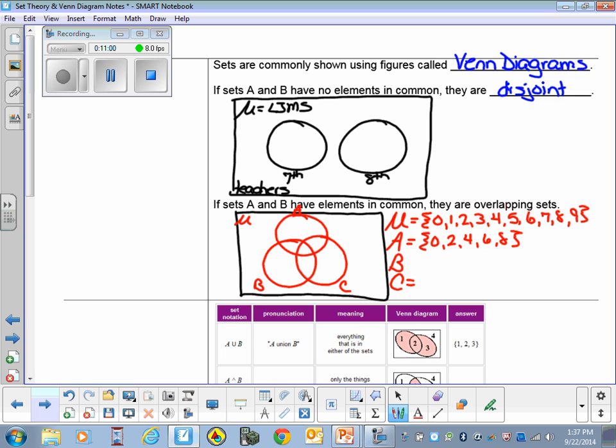Let's make set B multiples of 3. So based on our universe, what multiples of 3 do I need to include in this set? Right? 3, 6, and 9. And let's make set C multiples of 4, which based on our universe is going to be 4 and 8.